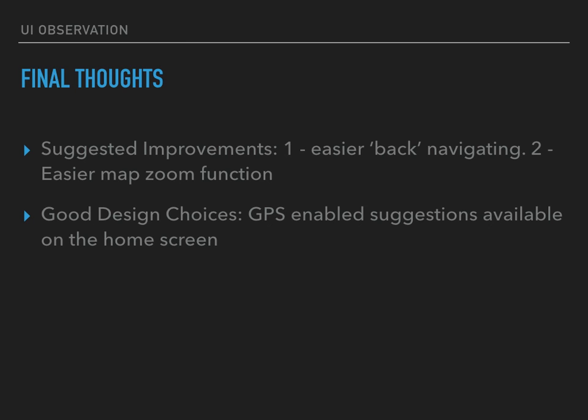Some good design choices that they had: the GPS enabled suggestions available on the home screen. Right in the front you see it. That helps. It really makes it look more full. It makes it look a little more legitimate, I suppose, because it gives it a trustworthy look, because it's showing you everything you want, everything you could possibly think of. It's there to help you, and it's clean and easy to follow.